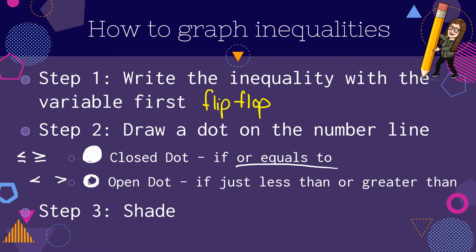Step 3 is we're going to shade. We're going to shade in the direction that makes the statement true. Now here you're going to have options. Some of you are just going to zigzag and go a direction. Some of you are going to shade in that direction. And some of you might go up and over in that direction. So I'm going to go over all 3 options. It doesn't matter to me which one you pick.